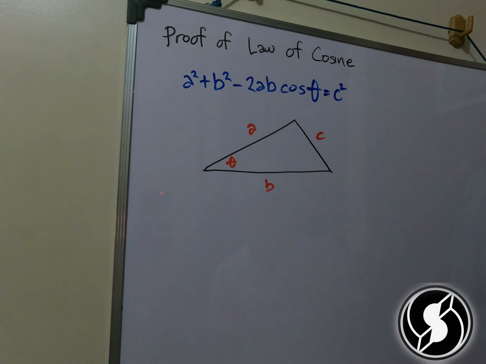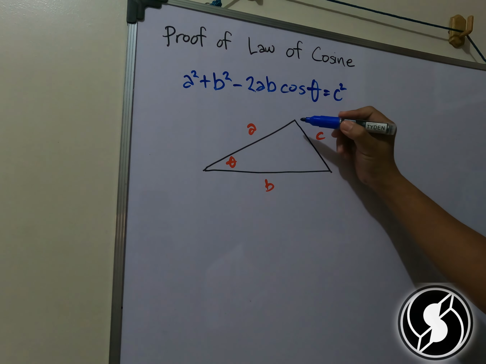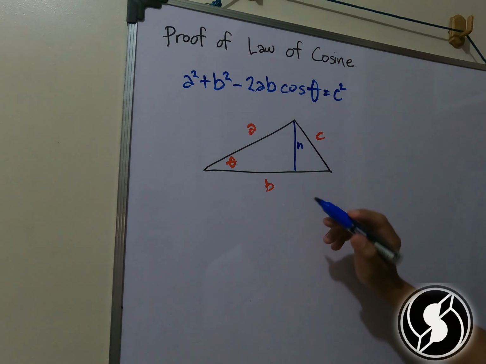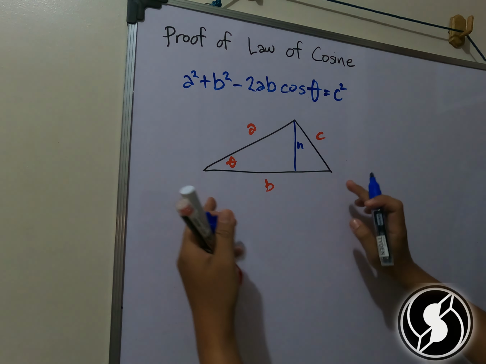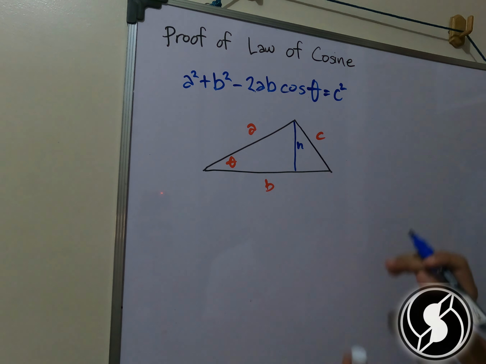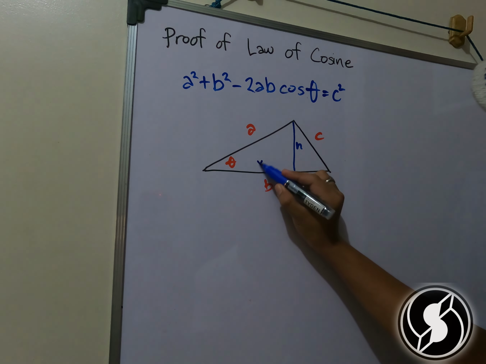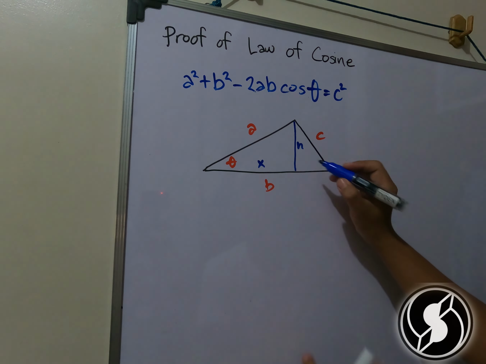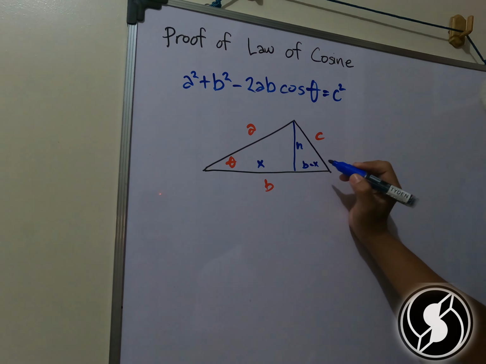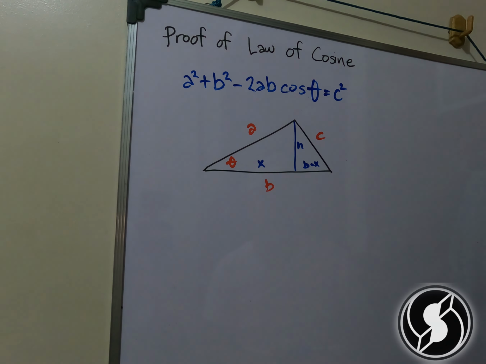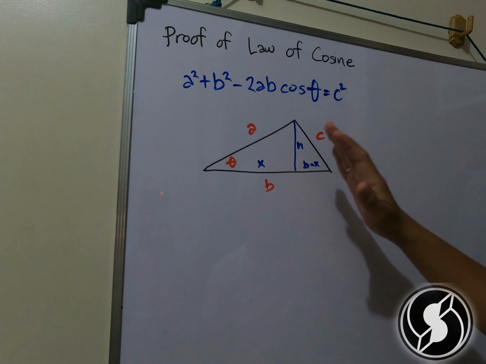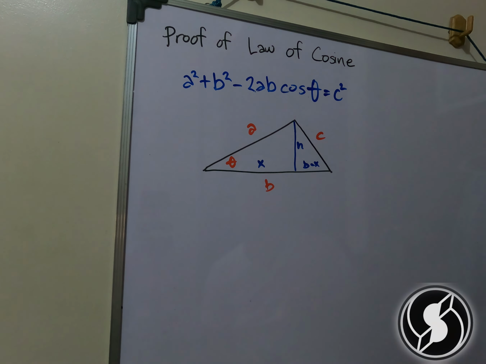So from our triangle, we will put an altitude here. We will call this an h. Then this side b is now divided into two parts. So let's call this x. So if this is b and this is x, we now have b minus x. Now we are creating two right triangles: this triangle a, x, and h, and the other one is c, h, and b minus x.